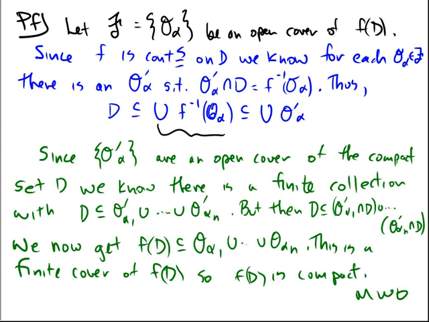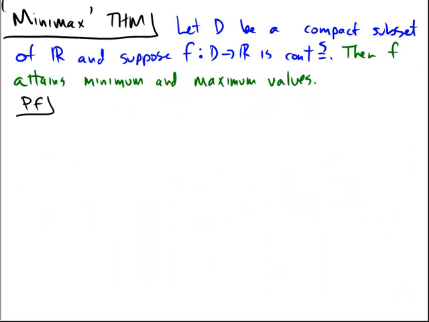Okay, now the first theorem that you may recall from a class like calculus is a Minimax Theorem. I call it Minimax. I don't know if that's the professional name. But it says that if D is a compact set of R and we have f a continuous function from D to R, then f will actually attain a maximum and a minimum value. It'll actually hit the maximum and minimum. So let's see how we might go about proving this. Well, we have that D is a compact subset of R and f is a continuous function.